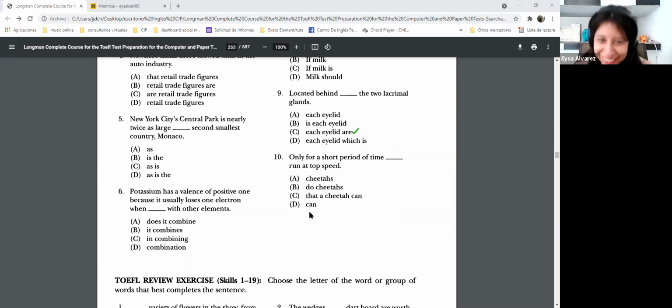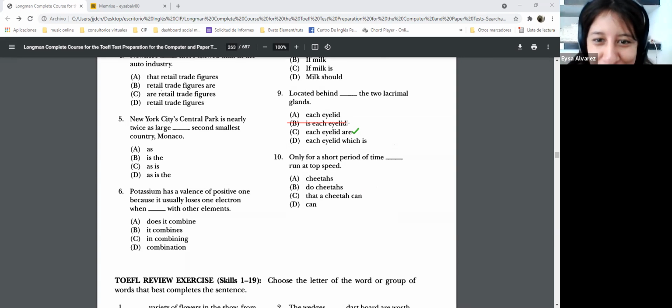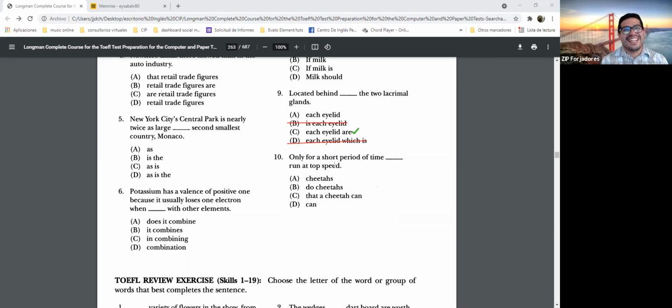Yeah, and I checked that. Of course I need a verb to be, and it needs to be plural because we have the two lacrimal glands. So that's why it's not letter D. And letter B also, of course, no. I need an action, because I checked the whole sentence and we don't have an action. That's why I chose letter C. That's right.